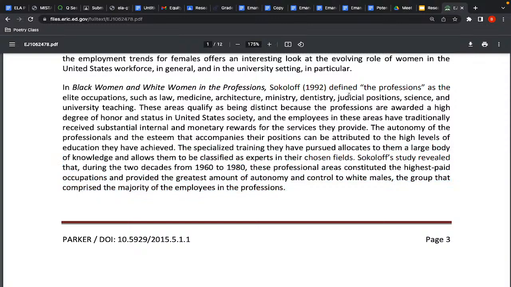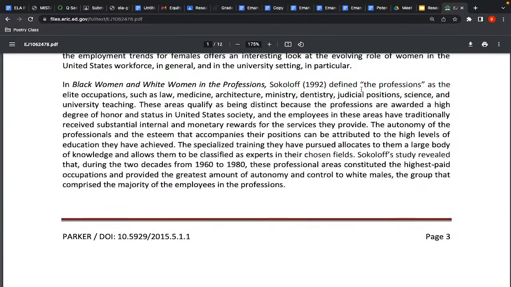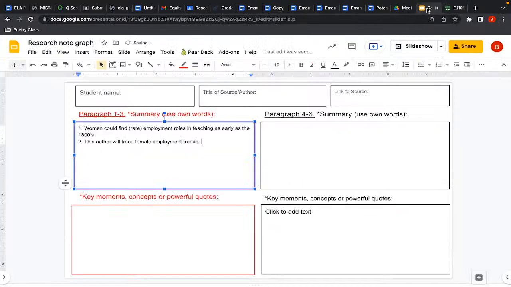So this person in this paragraph is keen to point out the professions, and then goes on to define it. So I'm going to assume that that is important. That is important to what it is she intends to say from here on out.